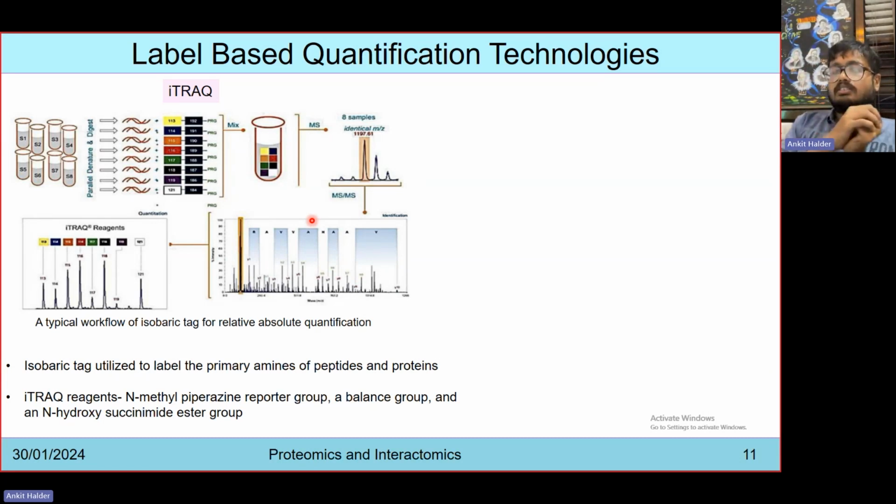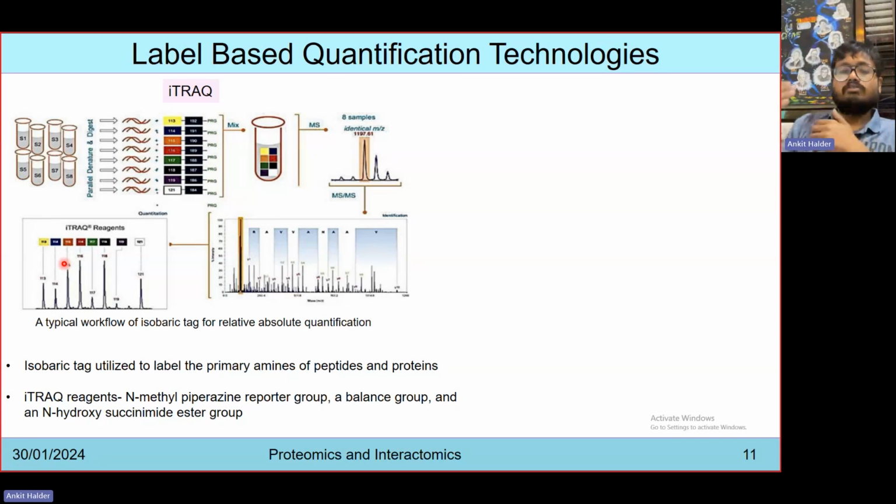Otherwise you cannot ultimately compare what the difference is due to. But the reporter group helps us find that out. If the expression of a particular peptide is higher in certain samples, you will find that the reporter group has a higher intensity level, whereas not for the rest.